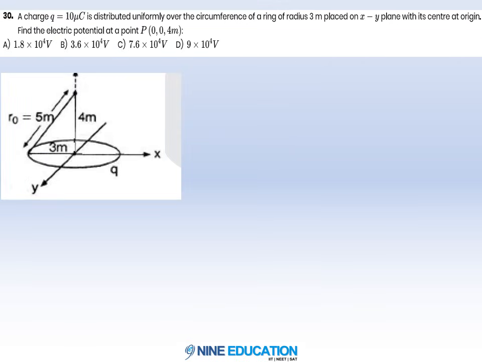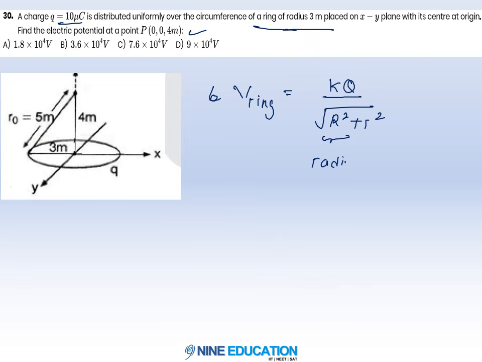Question number 30. In this, charge q is distributed uniformly over the circumference of a ring of radius 3 meter in the xy plane with the center at the origin. Find the electric potential at point P. So the electric potential at point P due to the ring is kq upon under root r square plus small r square. This is the radius and this is the distance on the axis from the center.